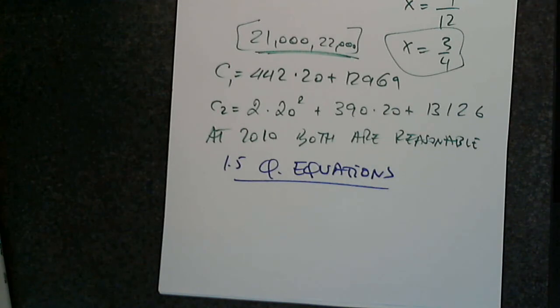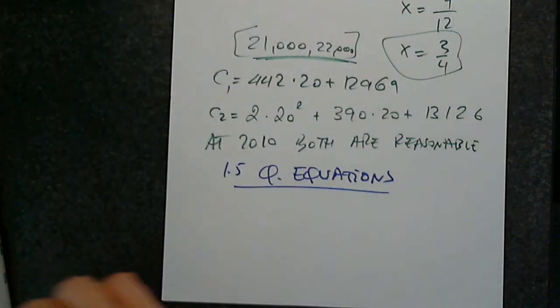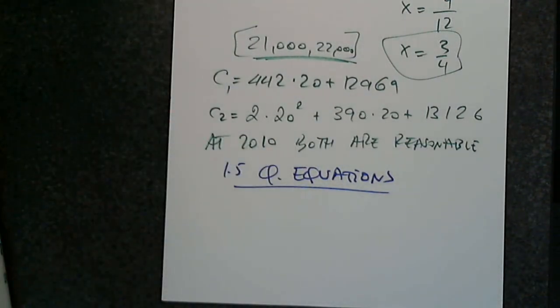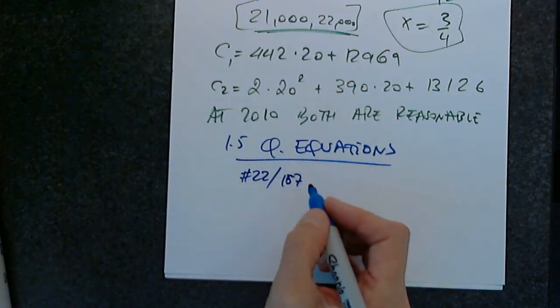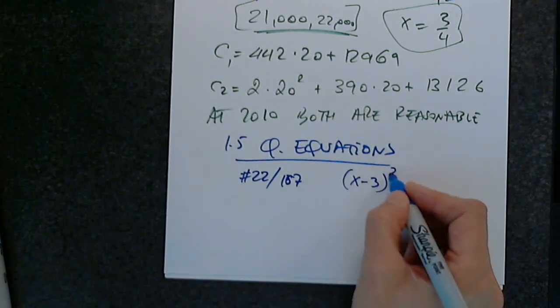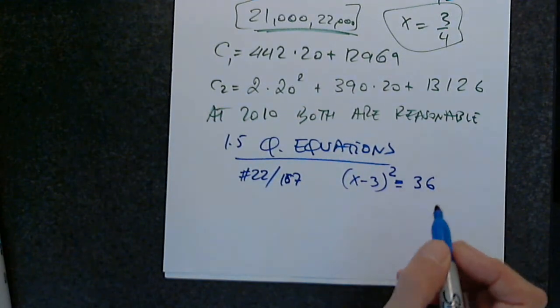We looked last time at only one example, in which we took square roots from both sides. So let's analyze a couple of problems. This is section 1.5, and I am on page 167, and I would like to look at problem 22. Sorry, 67. And we have (x minus 3) squared equals 36.